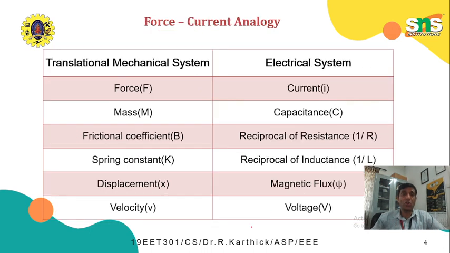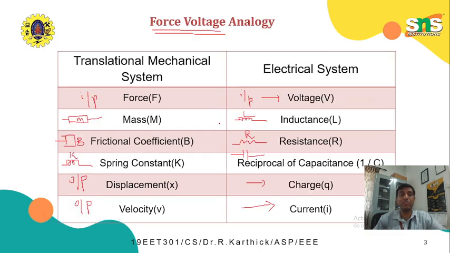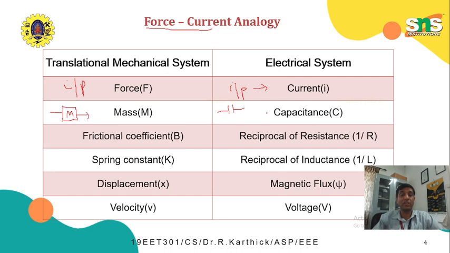The next analogous system is called the force current analogous system. Again you can see the input in a mechanical system is force, whereas in the electrical system, the input is a current source. Similarly, the mass M in your mechanical system is represented by the analogous capacitance C. Now this is the difference between the force voltage analogous system and the force current analogous system. In the previous case, the capacitance was for the spring constant K, that is, the reciprocal of the capacitance. But in the force current analogous system, the mass M is analogous to a capacitance C.